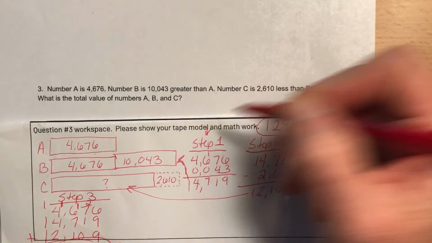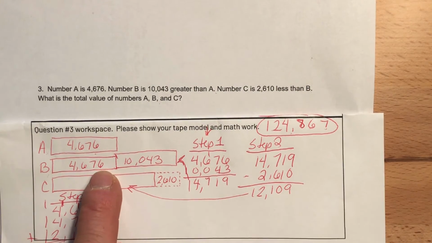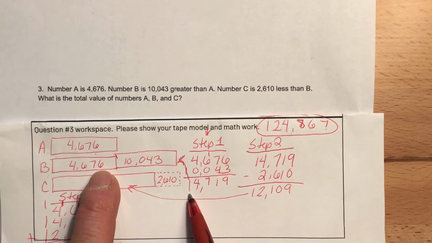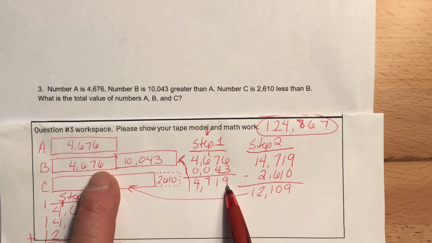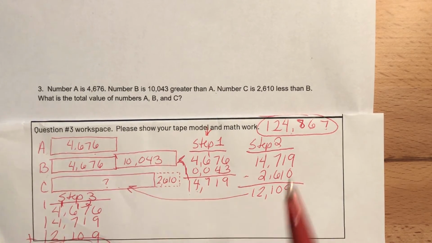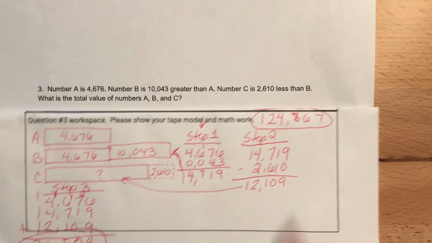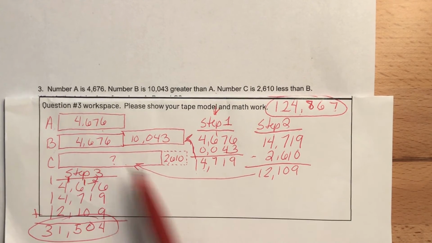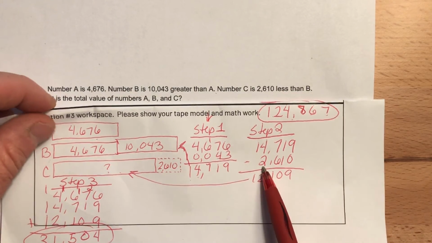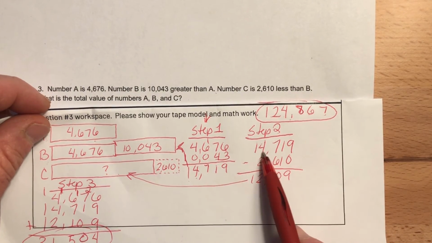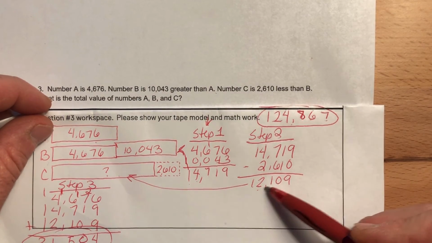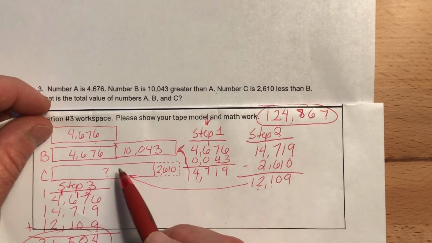So there's my step one. Let's add those two together to find B. So I added them up and came up with 14,719. So B is 14,719. So now I got that. Step two is to find out C. So for C, I needed to subtract 2,610 from B, which was 14,719. And that answer came to 12,109. So now I know what C is.